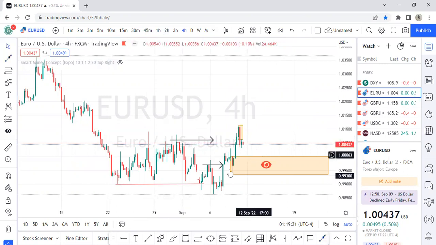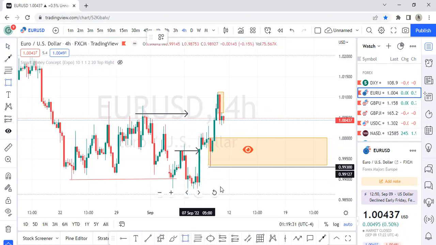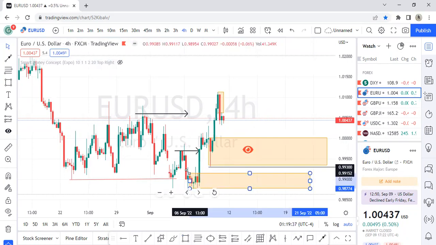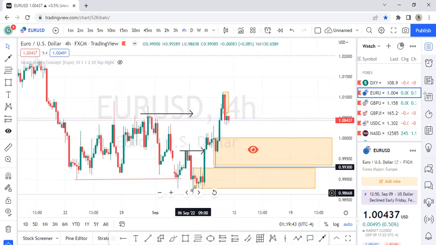So the market may likely do one of two things. Either the market rejects off this point, there's a smart money candle here, and goes higher, or it comes for this small order block. So we have two areas of interest, either there or there. So we can mark here or there.